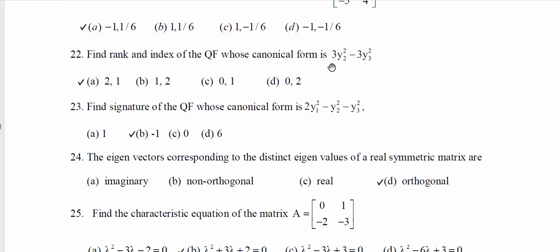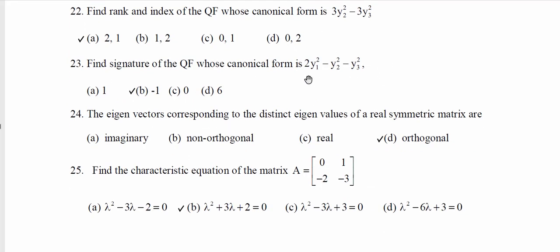The rank: 3 and minus 3 are the coefficients for the canonical form. So the number of non-zero values is 2, so the rank is 2. And the index is the number of positive square terms. Here there is only one positive square term, so 1. Find the signature: 2 minus 1, that is 1. So the signature is the number of positive square terms minus the number of negative square terms.